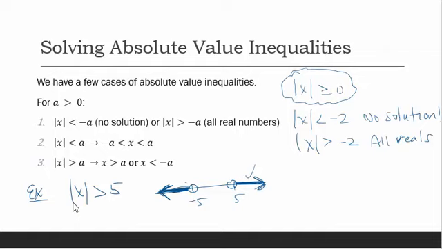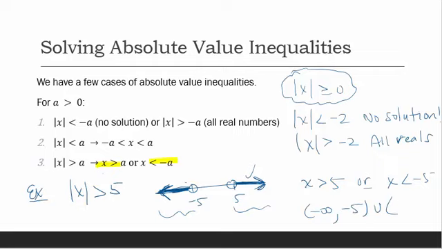5 doesn't work. And so we end up with 2 separate inequality statements. This is called a disjunction: x could be greater than 5, that's the right-hand side, or x could be less than negative 5, that's the left-hand side. But typically when we write them in interval notation, we're going to put the one with the negative first, and so that's negative infinity to negative 5 union 5 to infinity.